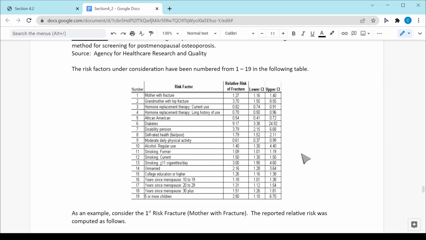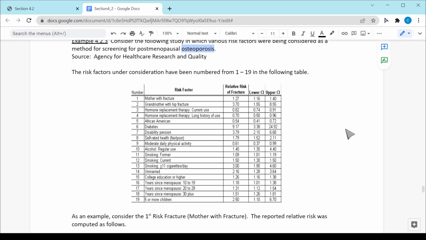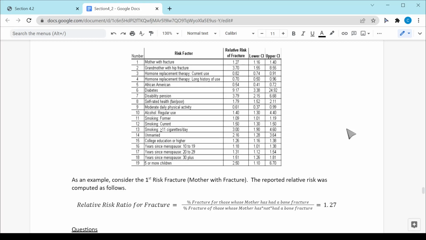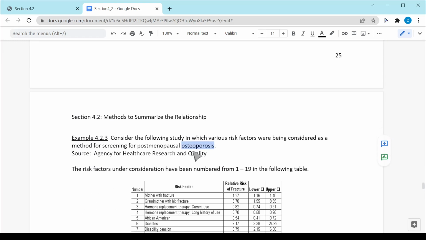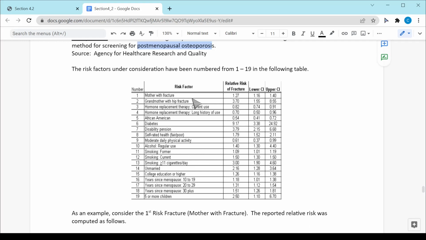All right, so let's look at a study here about risk factors for osteoporosis. There's a long list of these. Looks like there's 19 different risk factors. And these are postmenopausal women that we're looking at. So let's look at just one of these, maybe the first one. 1.27 is the risk ratio value, and that is for mother with fracture.